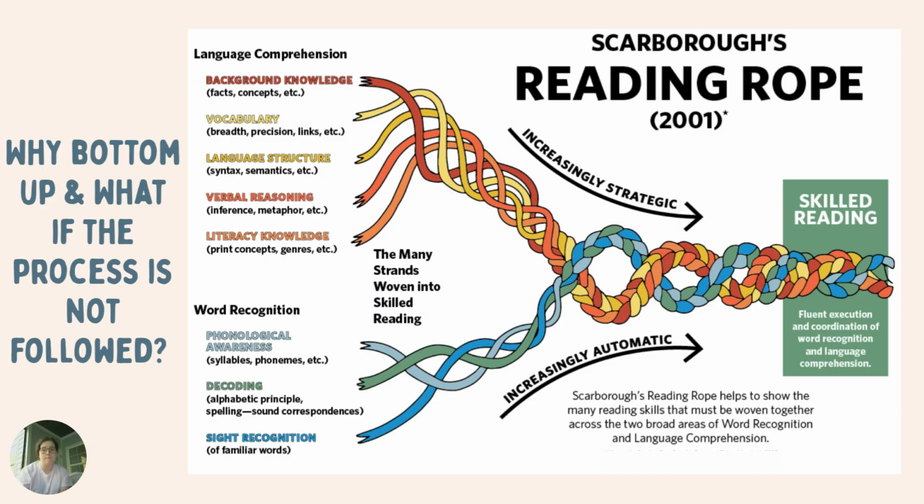The skills that encompass the upper rope skills, they become increasingly strategic as they weave together and join the lower rope skills to achieve skilled reading. The upper rope skills are language comprehension skills. Those skills include background knowledge, vocabulary, language structure, verbal reasoning, and literacy knowledge. These skills become increasingly strategic as the word recognition skills become increasingly automatic, resulting in skilled reading or reading comprehension.